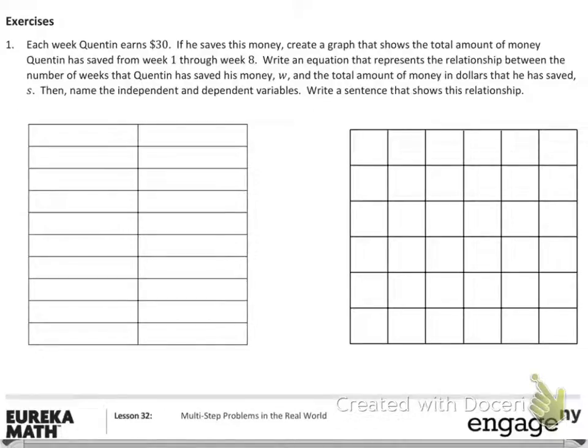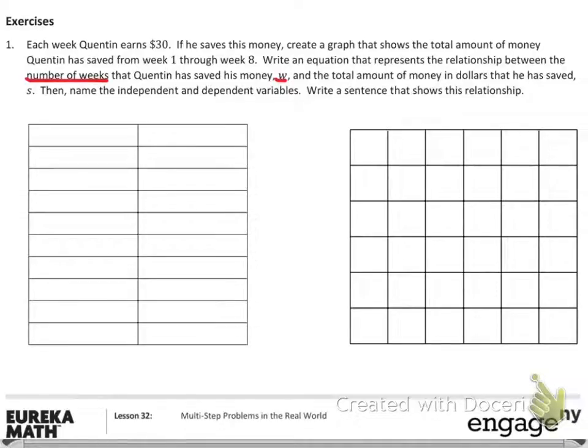All right, so here we go. We have two variables, W and S. We have to determine which one is independent and dependent. So let's do that first. The number of weeks that Quentin has saved his money is W. Do I get to choose that? Do I get to choose how many weeks that Quentin saves? Does Quentin get to choose how many weeks that he saves? Kind of sounds like he does, right? He could save for no weeks, or he could save for 20 weeks. It's his choice. So I'm thinking that's independent, but let's see what the other one is.